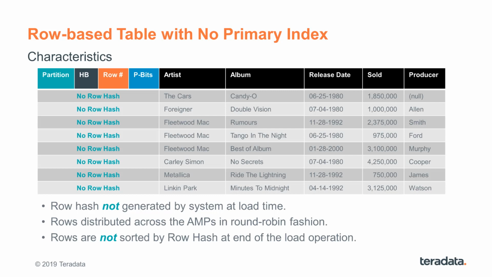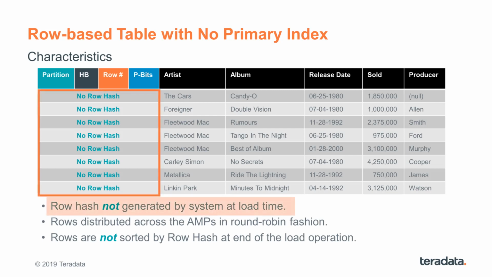Next, we are moving on to a row-based table with no primary index, also known as a no PI table. It has a different set of characteristics and a different set of considerations for when and where you might want to use this instead of a row-based table with primary index.